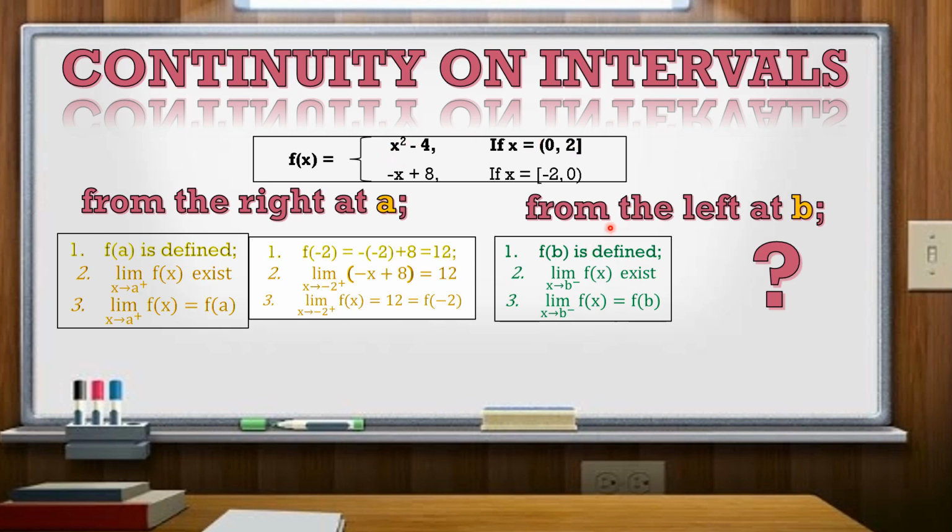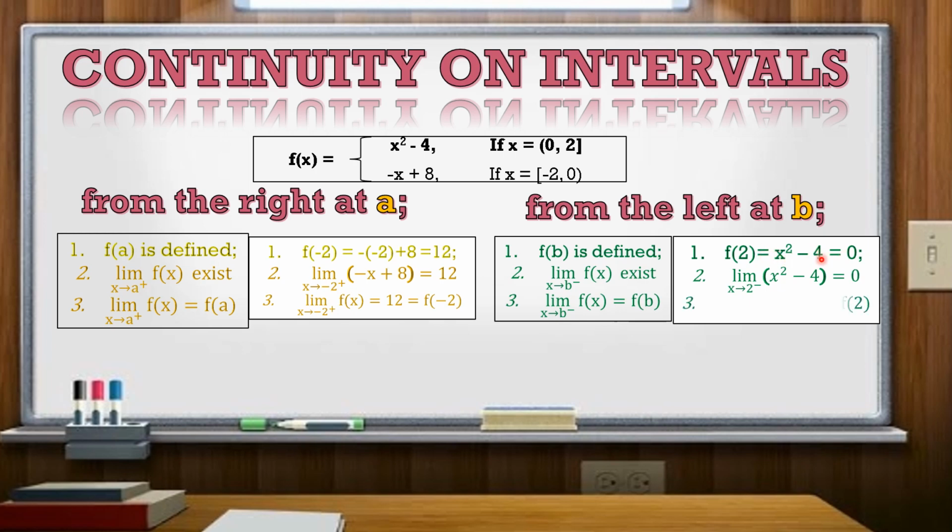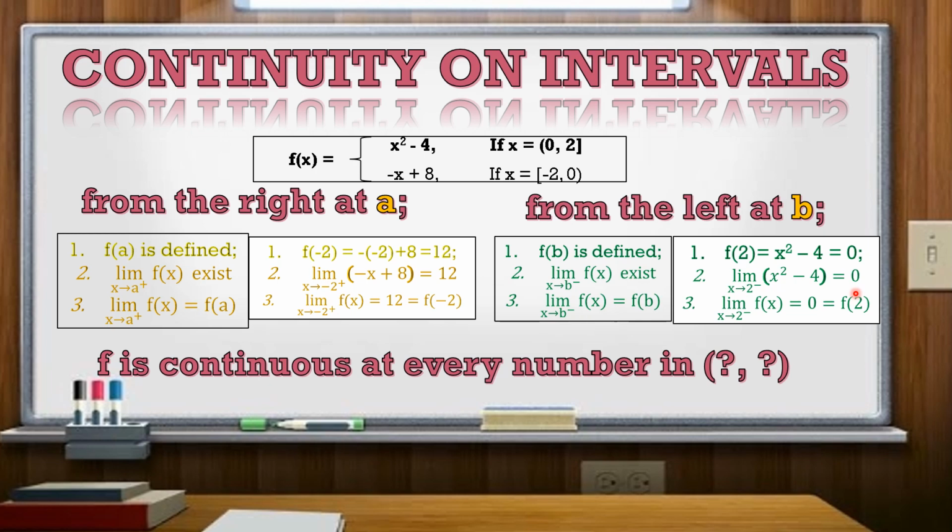So, x squared minus 4. So, substitute natin. Lahat ng b again, magiging 2. So, f of 2 is equal to, ito yung function, x squared minus 4. That is 2 squared minus 4, or that is equal to 0. Step 2, alamin natin yung limit niya as x approaches 2 negative naman. So, substitution lang din, 2 squared minus 4 is also equal to 0. Then, step 3, i-compare natin yung step 1 and step 2. Pareho ba? Yes, they are the same. Then, your function is continuous from the left at b.